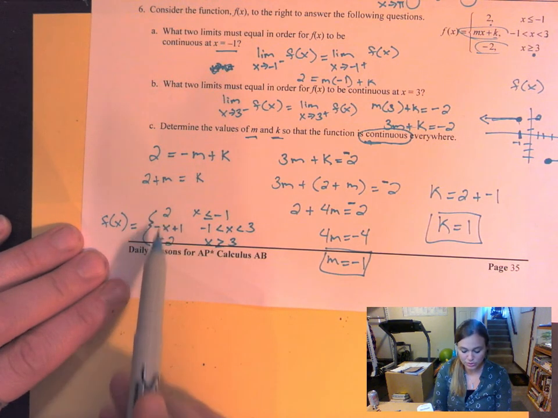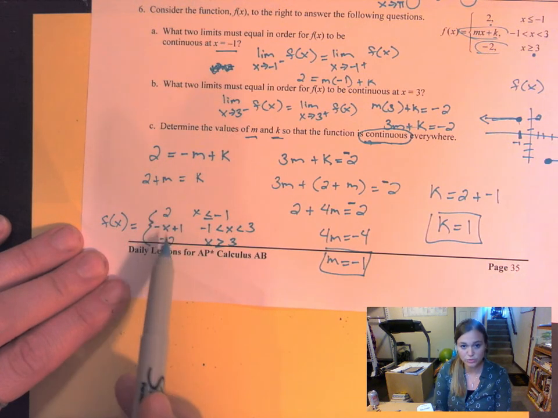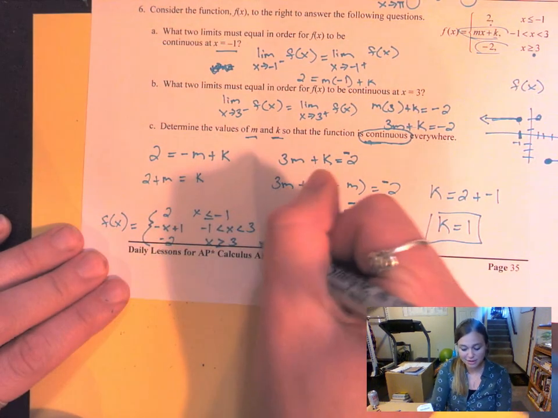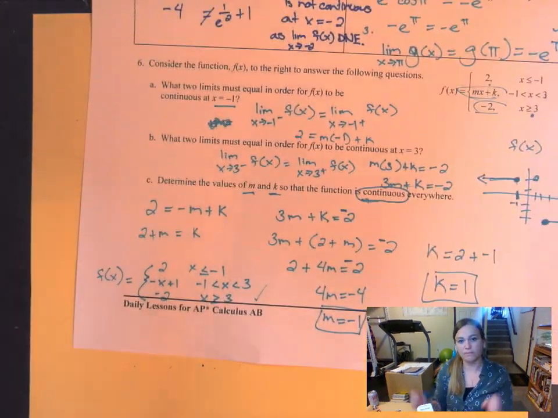Okay, so 2 equal to negative 1 would be positive 1 plus 1, 2. 2 is equal to 2. On the right hand side, negative 3 plus 1 would be negative 2 is equal to negative 2. Oh, we did it. So we know we're good.